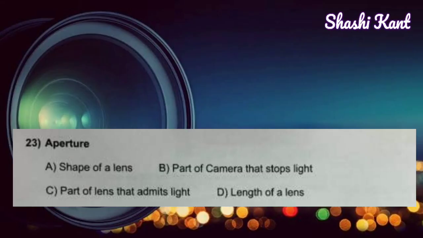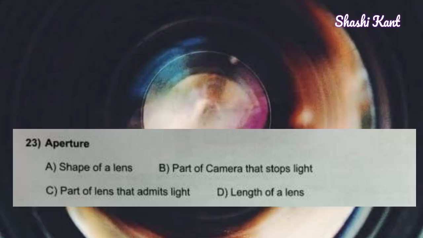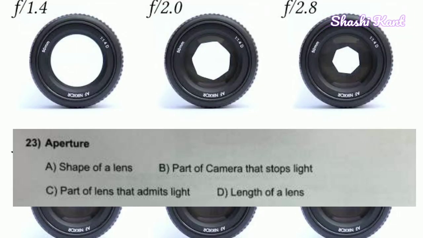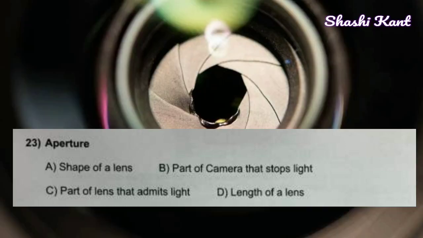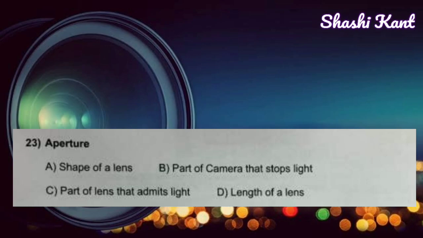Question number 23. Aperture. A. Shape of a lens, B. Part of camera that stops light, C. Part of lens that admits light, D. Length of a lens. And the correct answer is C. Part of lens that admits light.